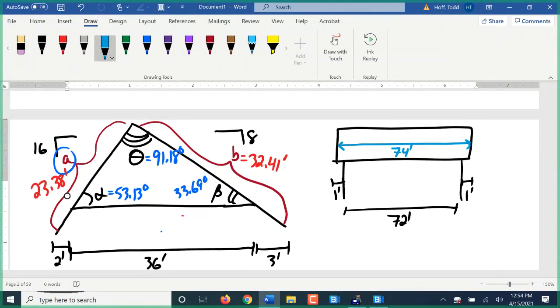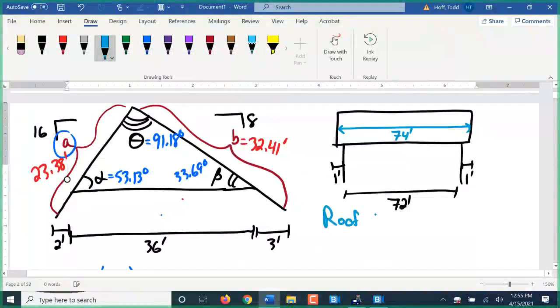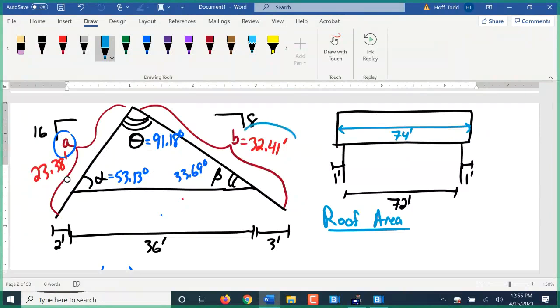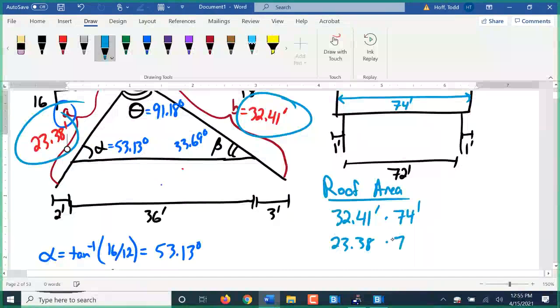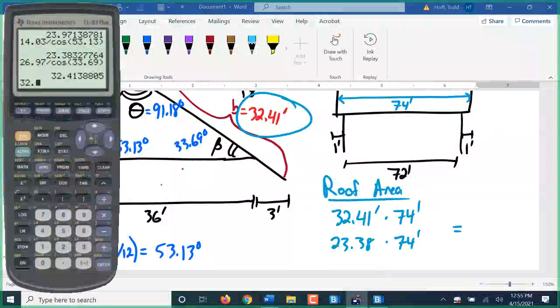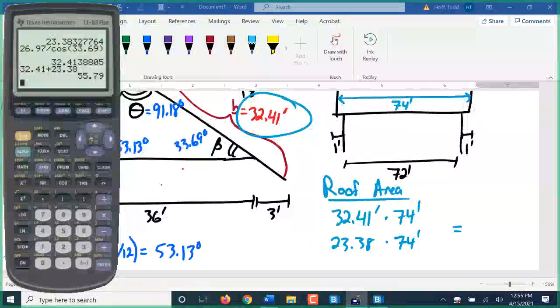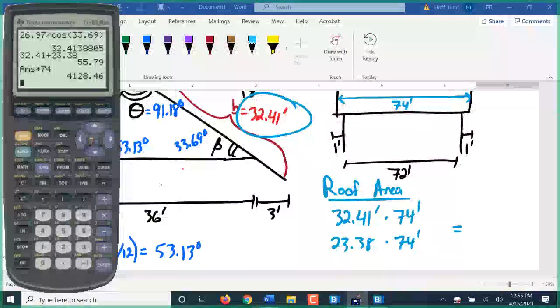So the area of the roof is this slope times 74 feet. So 32.41 times 74 feet, plus this slope times 74 feet, 23.38 times 74. Now I'm going to take a shortcut, and I'm going to add the 32.41 to the 23.38 first. So all the way over the roof would be 55.79 times the 74 gives me 4128.46.